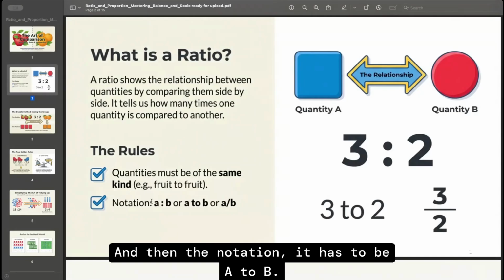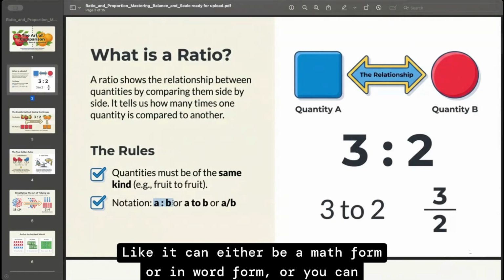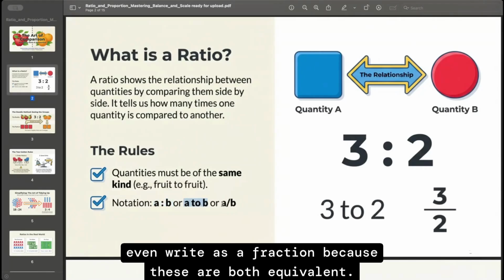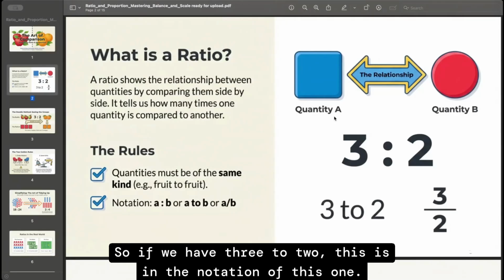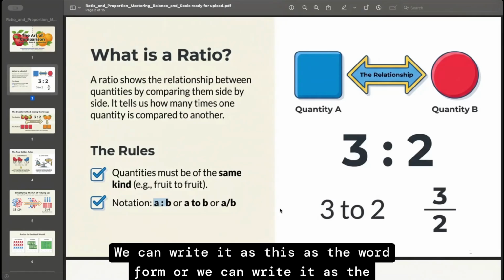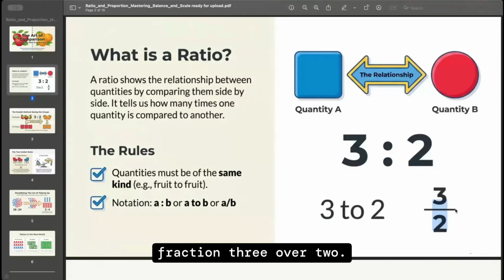And in the notation, it has to be A to B. It can either be in math form or in word form, or you can even write it as a fraction, because these are all equivalent. So if we have 3 to 2, in this notation, we can write it as this, as the word form, or we can write it as the fraction 3 over 2.